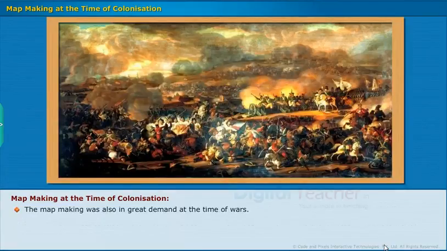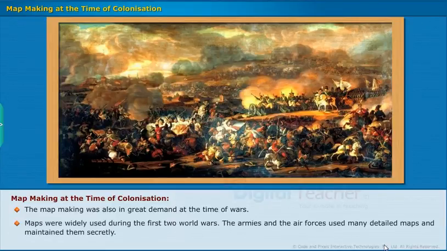Map making was also in great demand at the time of wars. Maps were widely used during the first two world wars. The armies and the air forces used many detailed maps and maintained them secretly.